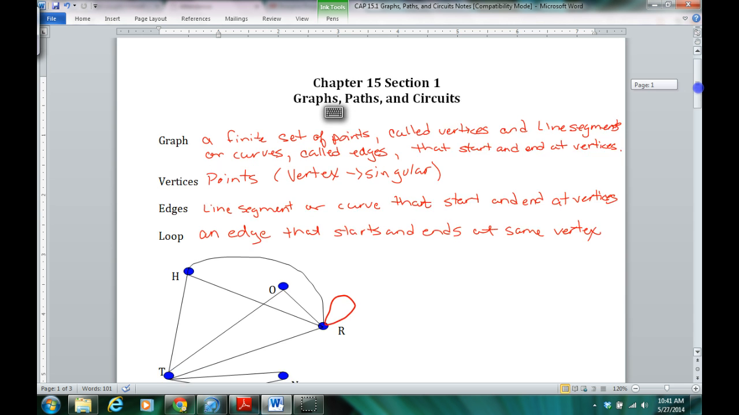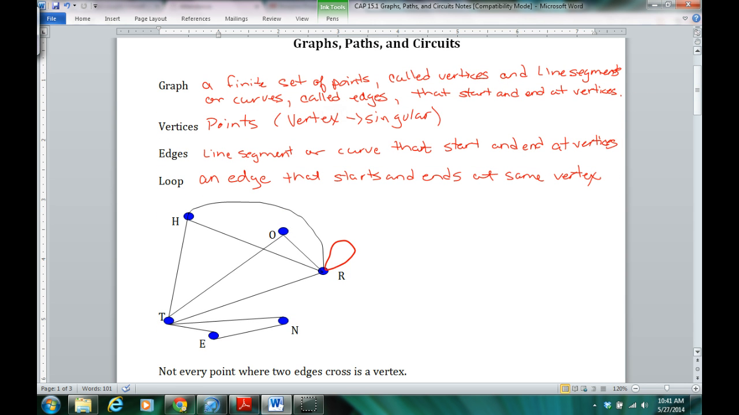So, taking all these little vocabulary terms, I wanted to show you on this one, okay? An edge can be any of these. It can be this curved line, it can be this loop, okay? And it could be a straight line. Any of those could be edges, okay? A vertex are any of those blue points. They're start and end points for edges. And then this right here is the only loop we have on this particular graph.